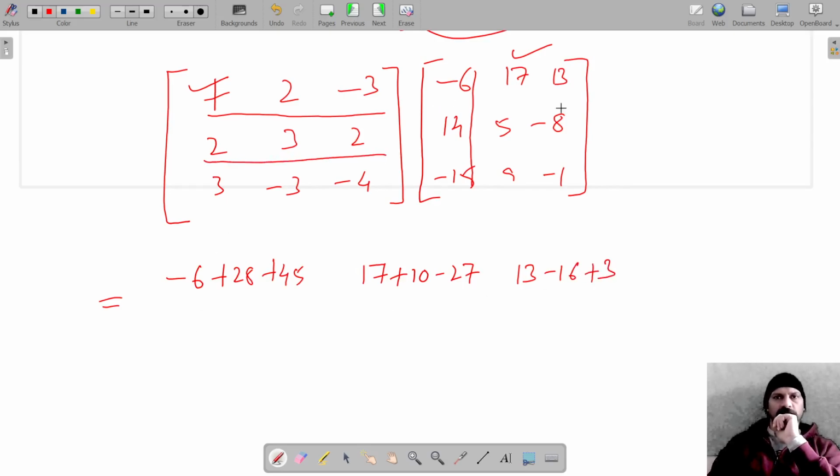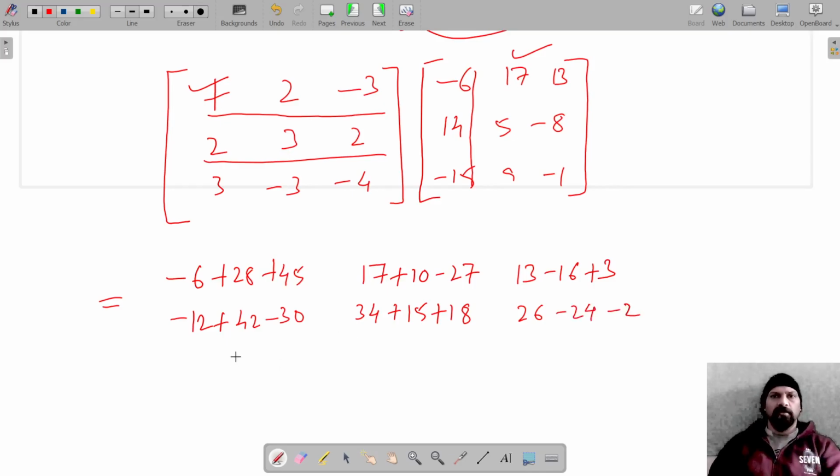Okay, now second row with all the columns. So 2, this is negative 12 plus 42 and negative 30. 17 into 2 is 34 plus 15 plus 18. 26 minus 24, negative 2. Okay, this is negative 18, negative 42 plus 60. 17 into 3 is 51, negative 15, negative 36. This is 39 plus 24 plus 4.